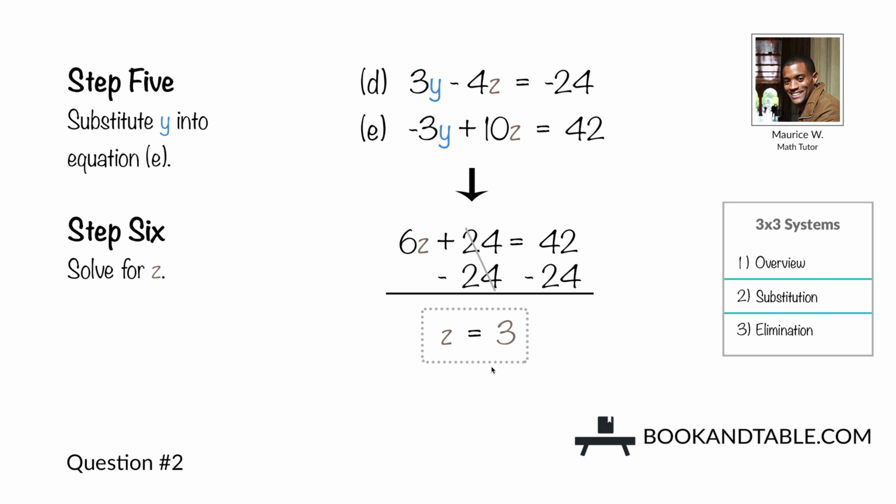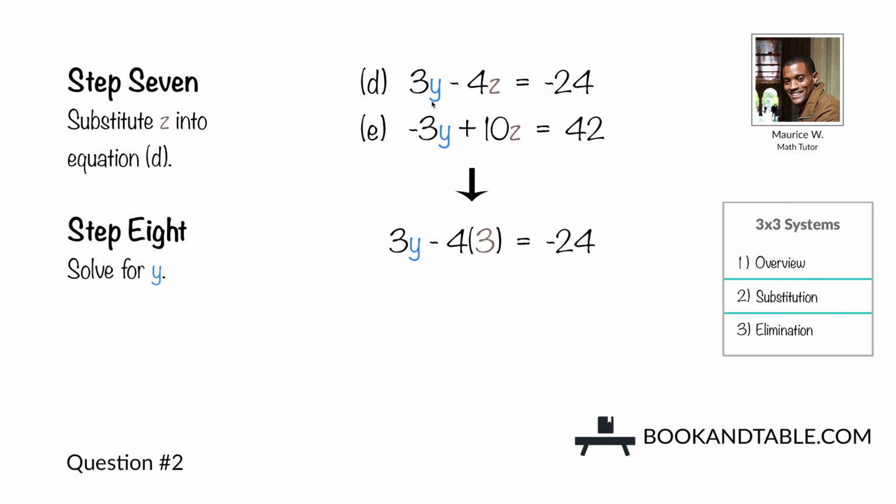So now that we have solved for z, step 7 is to substitute z is equal to 3 into equation d here. And then step 8, solve for y, giving us 3y minus 4 times 3, which would be 12, is equal to negative 24.